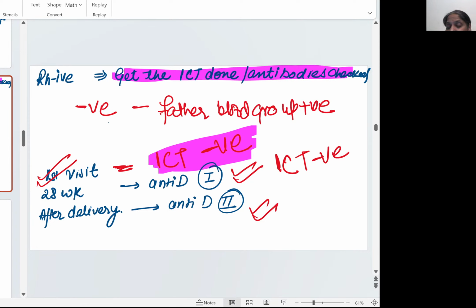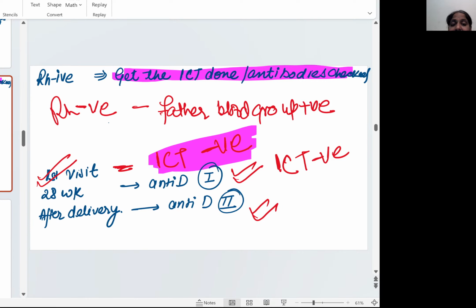If on the first antenatal visit a mother is coming with negative blood group, we will check the father's blood group. If an Rh negative mother is coming, then we will check the father's blood group. If it is positive, then we will get the ICT done. If ICT is negative, then we will get the second ICT done.